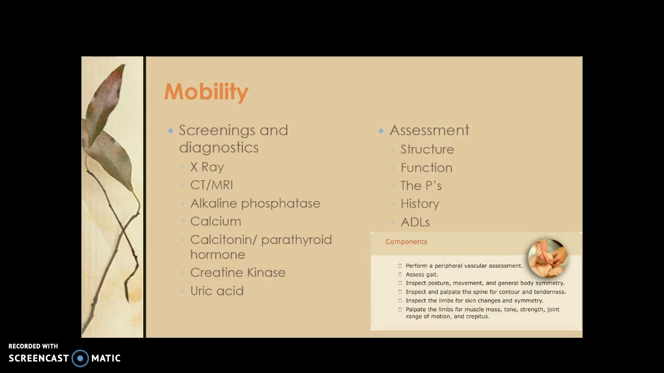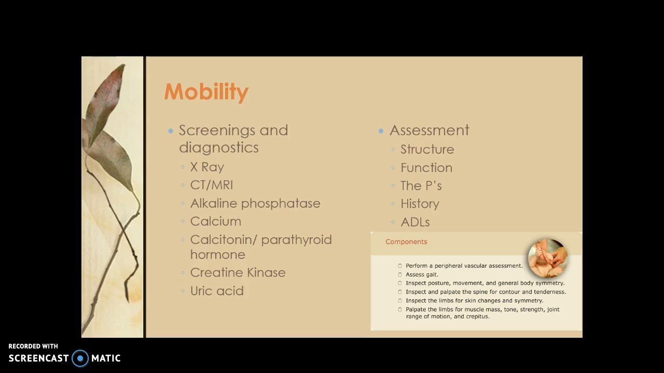Some of the screenings and diagnostics that are common to mobility problems are X-rays, CAT scans, and then some labs. Alkaline phosphatase is a hormone that's released with a lot of breakdown of calcium. Sorry, it's not a hormone. It is an enzyme that's released when you have a lot of bone breakdown. So a high alkaline phosphatase level indicates you've had a lot of bone activity or metabolic bone problems.